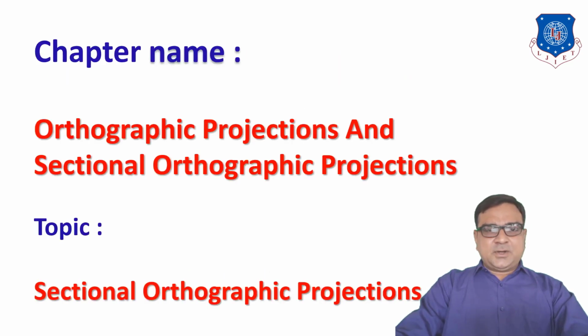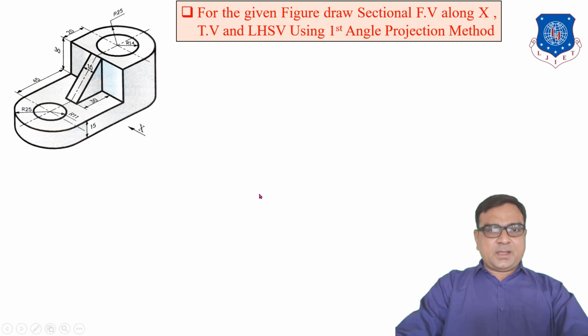Our chapter is Orthographic Projections and Sectional Orthographic Projections, in which today we will discuss one example regarding sectional orthographic projections. For the given figure, draw the sectional front view along X, the top view and the left hand side view using the first angle projection method. So this is one pictorial view of the 3D object.